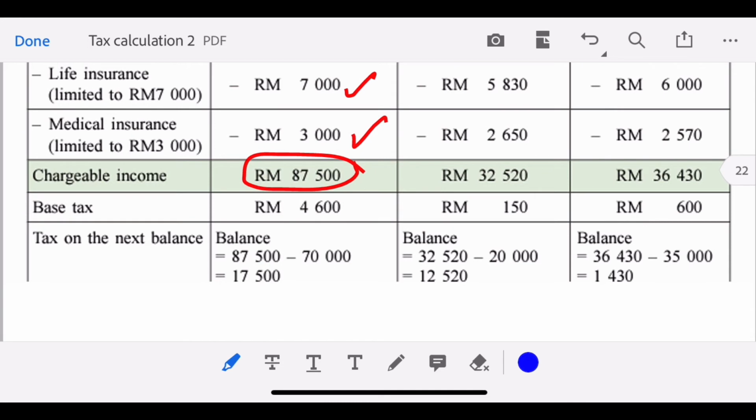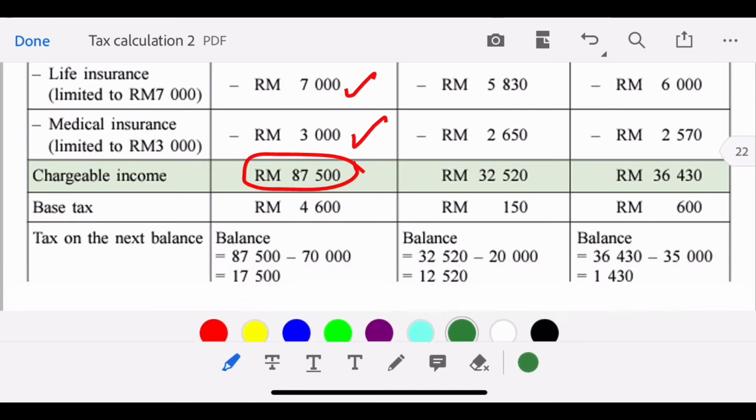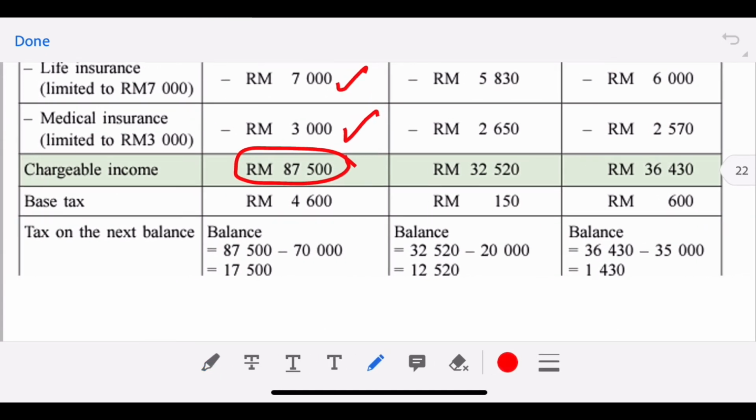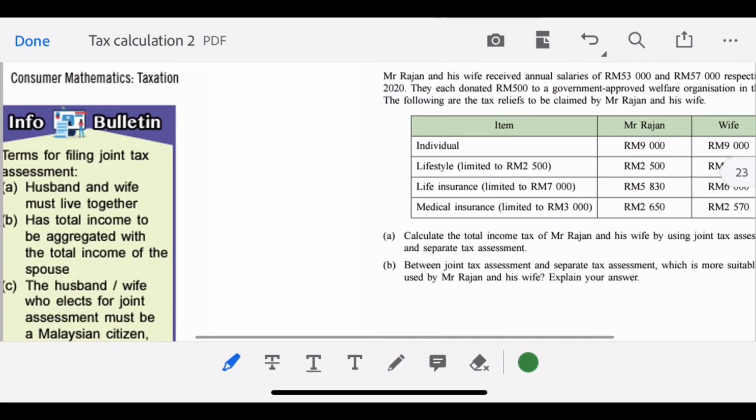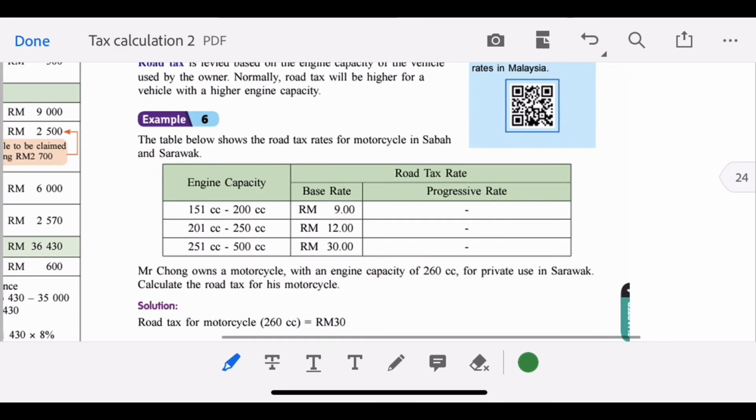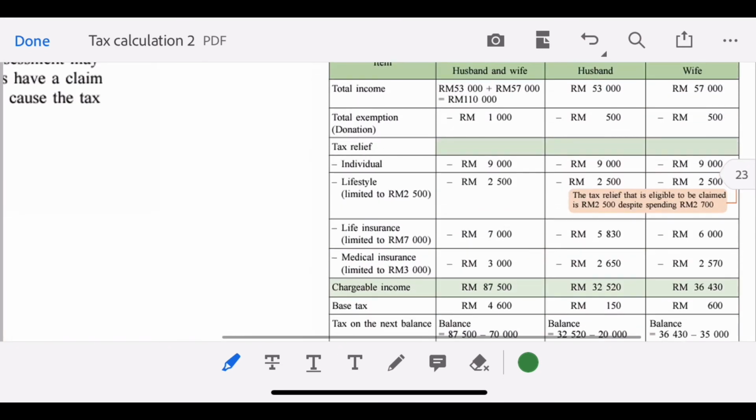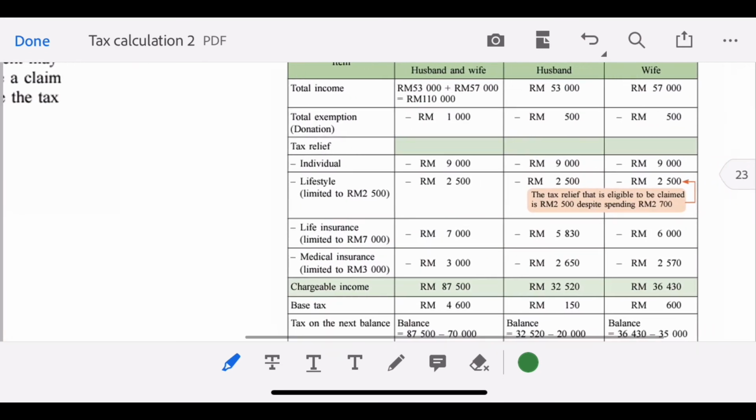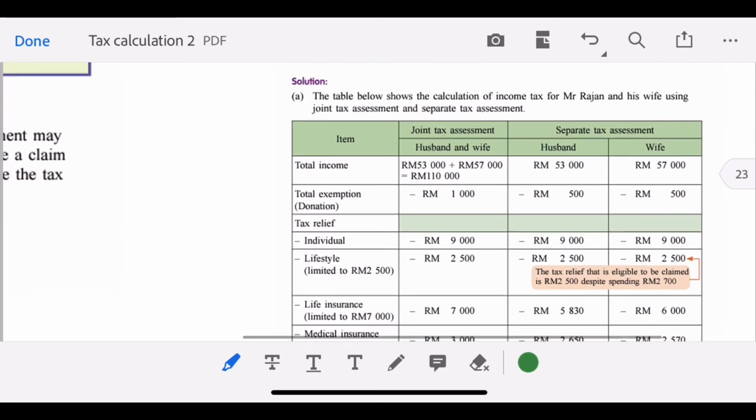For the base tax, is actually 4,600. This is the base tax. So tax on the next balance will be 87,500 minus 70,000, which is 17,500. So we need to refer to the table. Okay, so to do the calculation, we need to refer to the table.